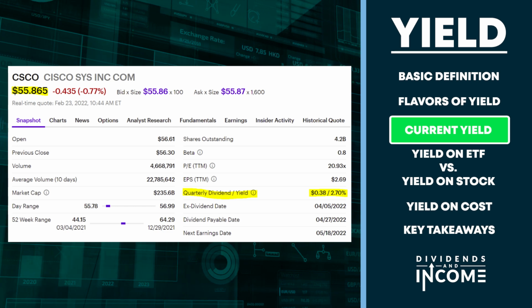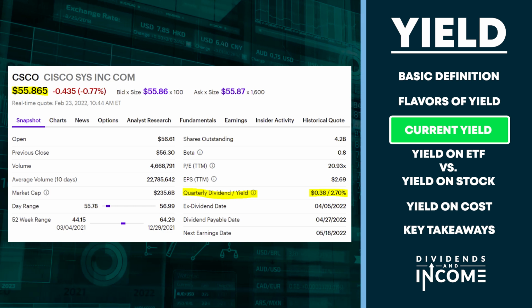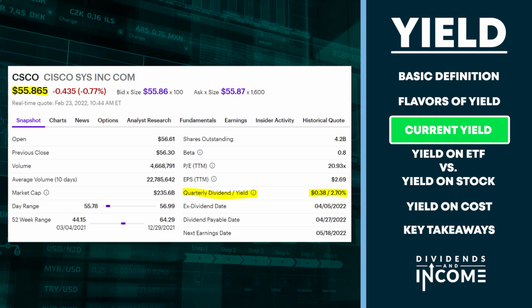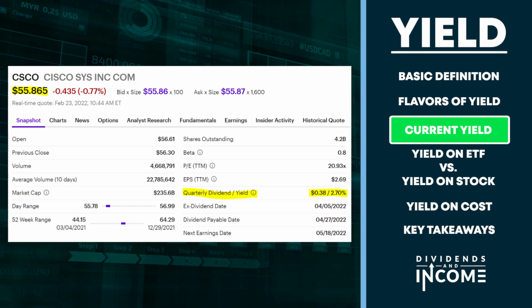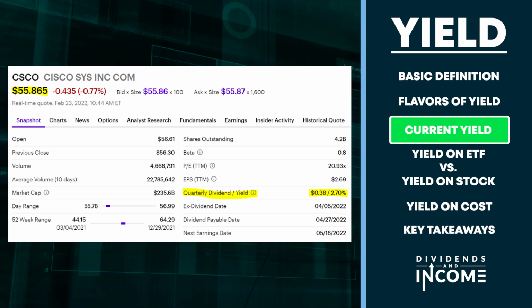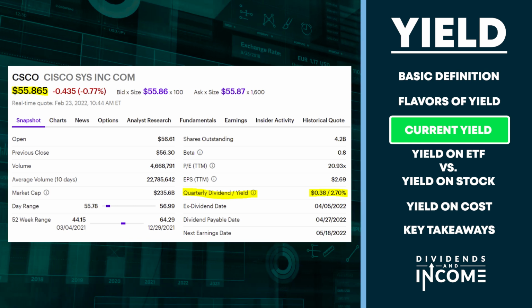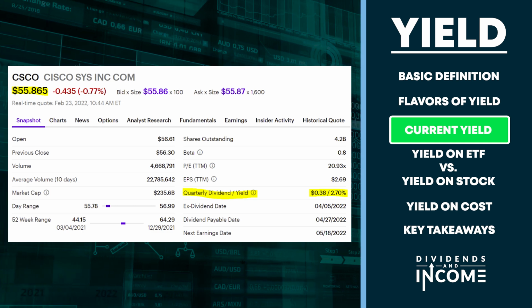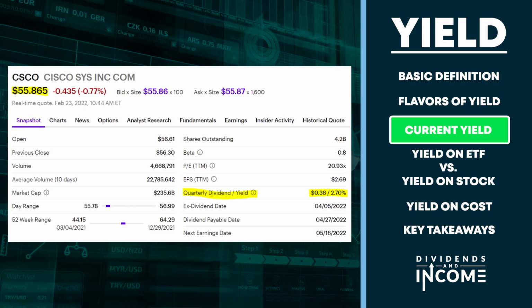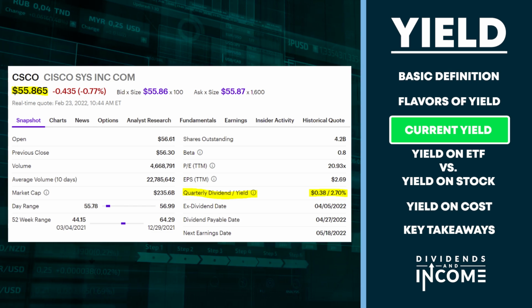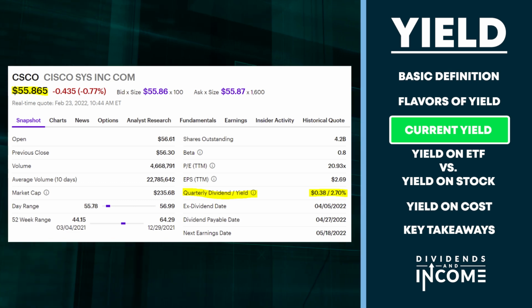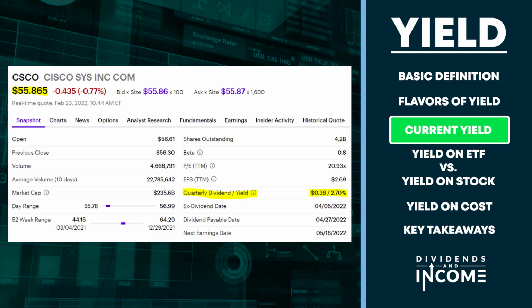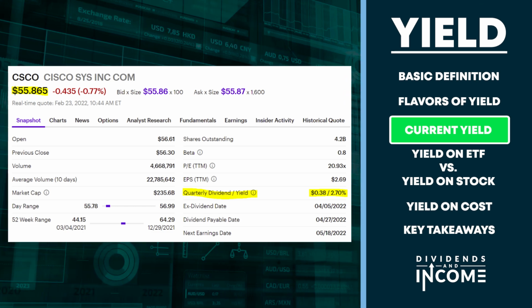Number one, the price at the moment that I took this screenshot, which was $55.865 per share for 1 share of Cisco. And over on the right, the quarterly dividend / yield, which was $0.38, which is to say 38 cents per share, and then the slash mark, and then the conversion of that figure to what they call simply yield, 2.70%. The 0.38 or the 38 cents per share is Cisco's actual last declared dividend.